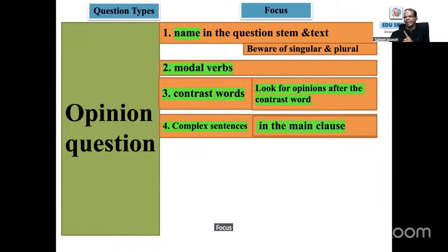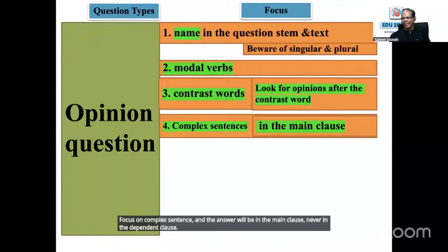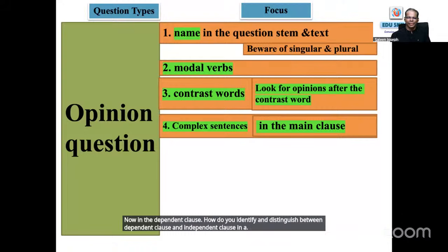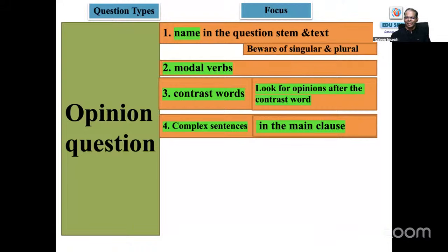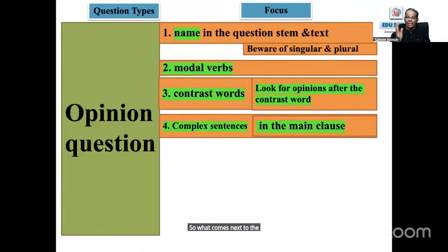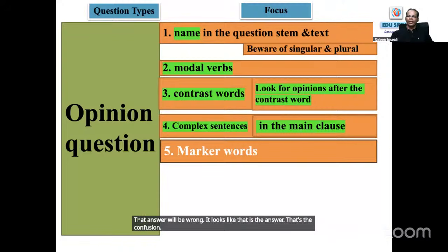Complex sentences. Focus on the complex sentence, and the answer will be in the main clause, never in the dependent clause. How do you distinguish between a dependent clause and an independent clause in a complex sentence? If the dependent clause is written first, there will be a comma after the dependent clause. What comes next to the comma is the independent clause, also known as the main clause. Usually you have a confusion because the first part gives a message, but the next part will be the opposite. So if you write the answer from the first part, that answer will be wrong. It looks like that is the answer. That's the confusion. Then you have to look for marker words.